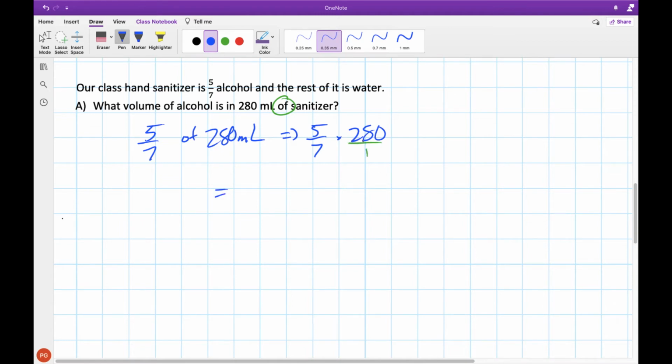Remember that we can have 280 over 1, multiply the tops and the bottoms, and then we can just do this division here, and we get that there are 200 milliliters of alcohol in this 280 milliliters of hand sanitizer.